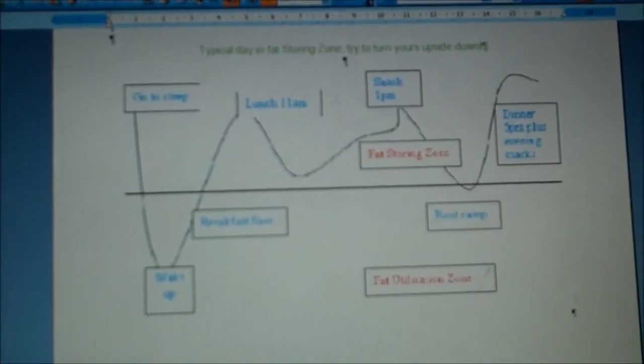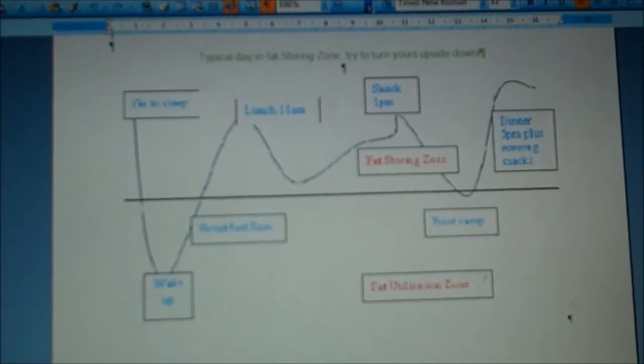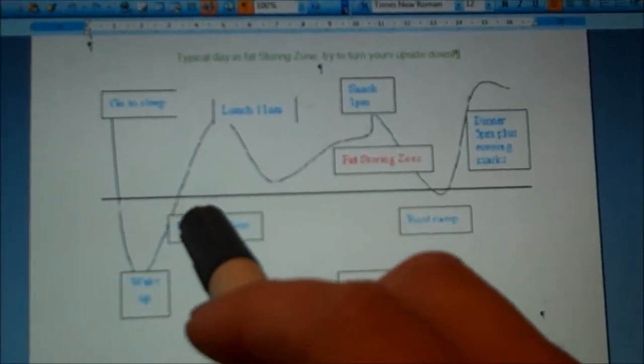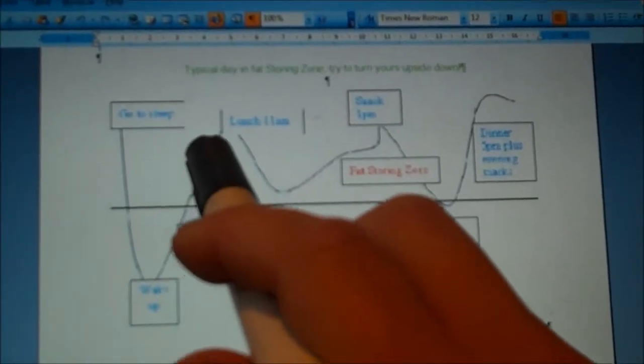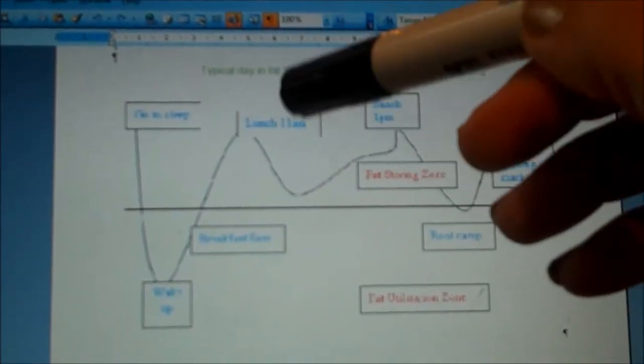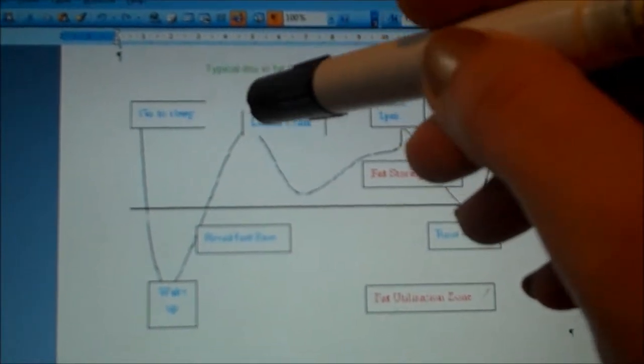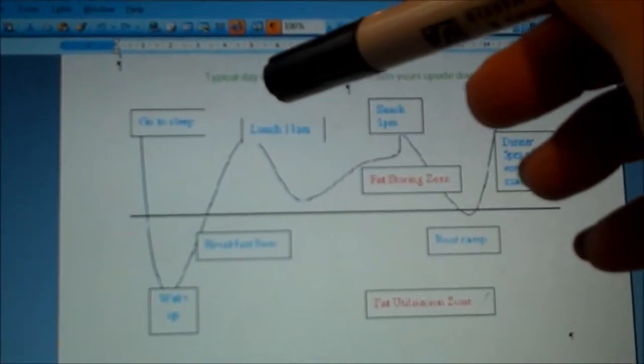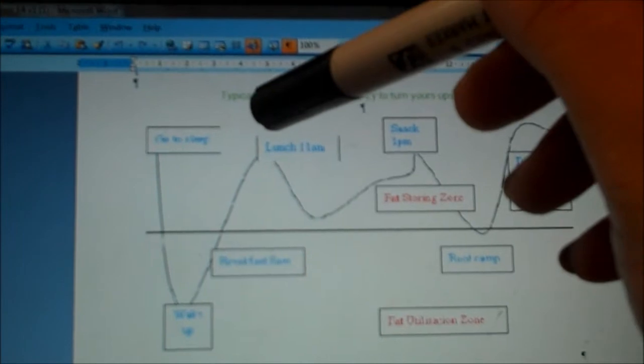Because we can't use our fat stores if sugar is present, because of the increase in insulin, okay? So after breakfast, we go into lunchtime, and then we'll probably follow it with a sandwich or, I don't know, a smoothie or something like that, okay? Something, again, that's sugary, okay?